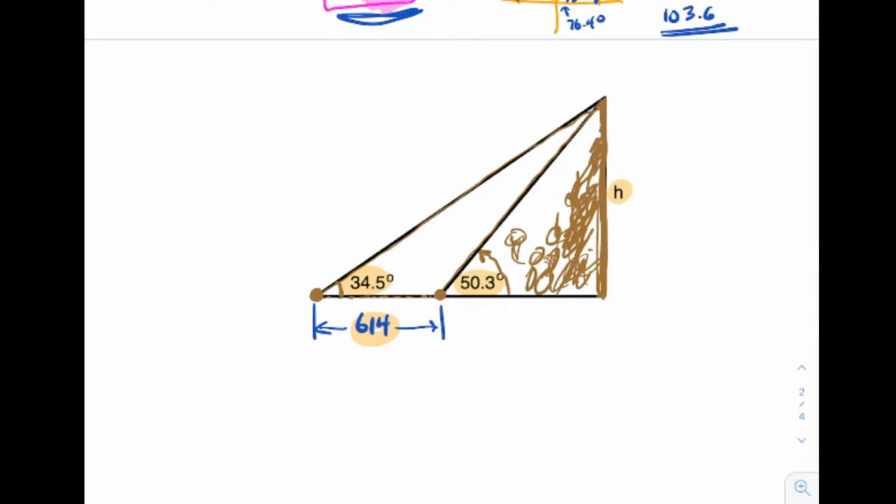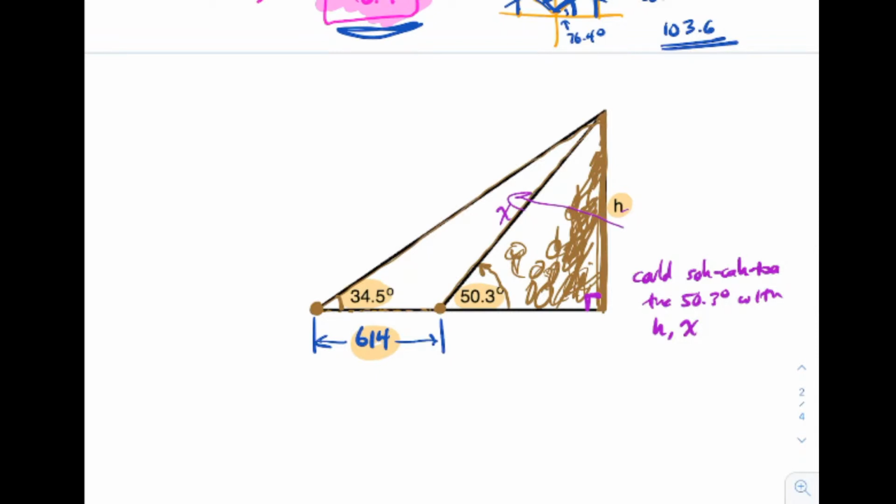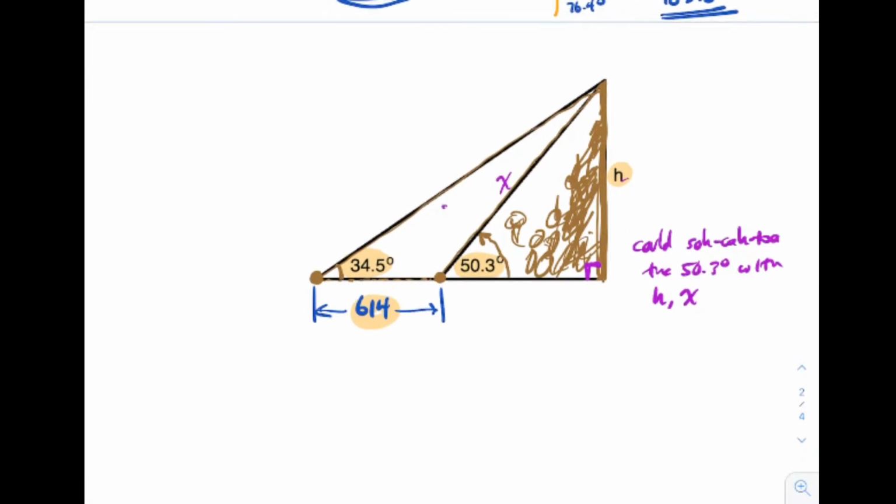Well, looking at the 50.3, this triangle over here is a right triangle. So if I had this distance here, I could just do SOHCAHTOA. 50.3 degrees with the H and the X, right? That would actually be the sine of 50.3 degrees is H over X. Okay, well, X is part of this triangle. Can I look at this triangle now and get my X? That's the real question. And it looks like this might be promising.